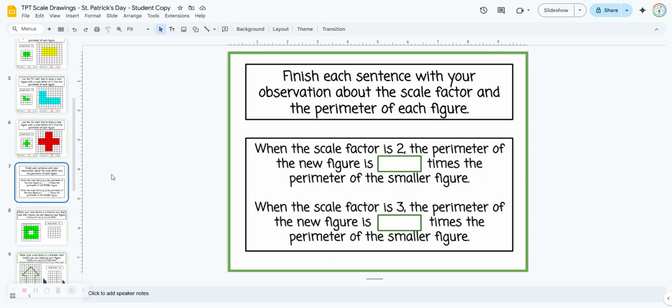All right, now a little recap on the next slide. So when the scale factor is 2, the perimeter of the new figure is 2 times the perimeter of the smaller figure. When the scale factor is 3, the perimeter of the new figure is 3 times the perimeter of the smaller figure. And that's when you're scaling up.